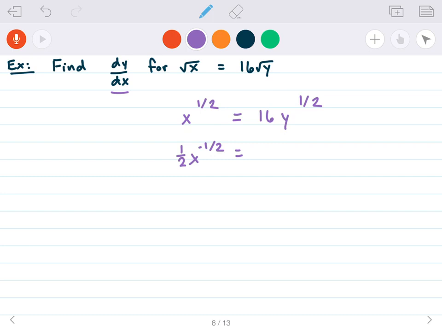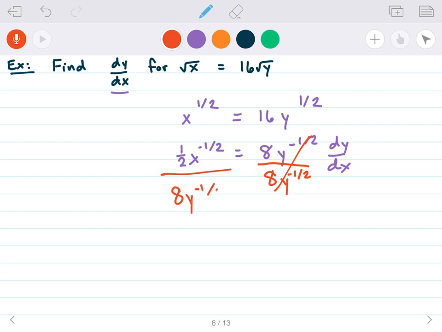So I can do 16 times 1/2 gives me 8, y to the negative 1/2, dy/dx, because I'm differentiating a term with y in it. And then the last thing I'm going to do is isolate the dy/dx by dividing both sides by 8y to the negative 1/2. And so this is going to be our dy/dx. Okay, so that's my derivative.